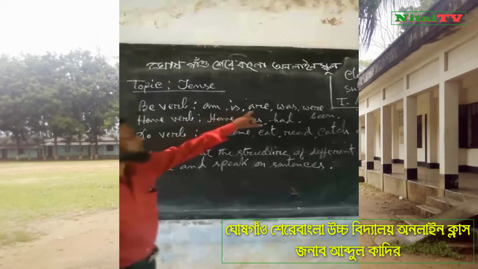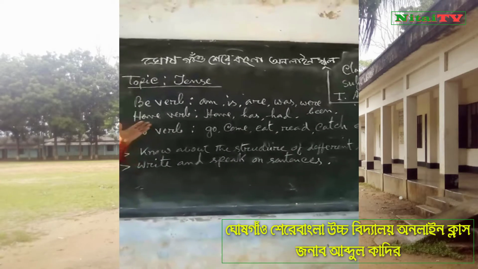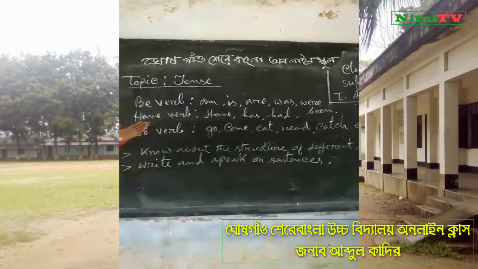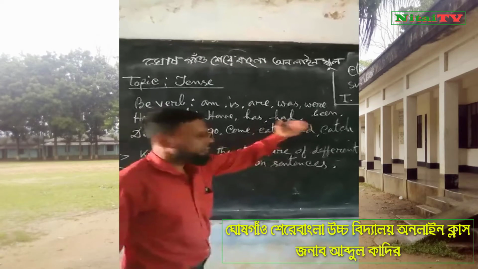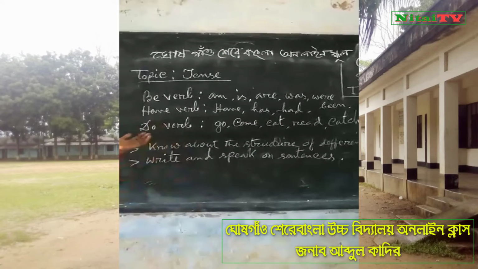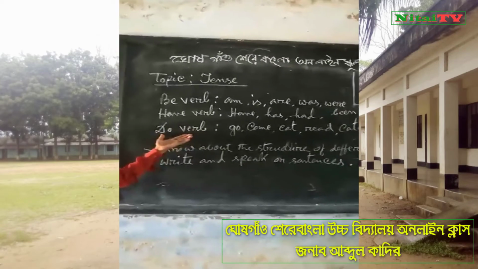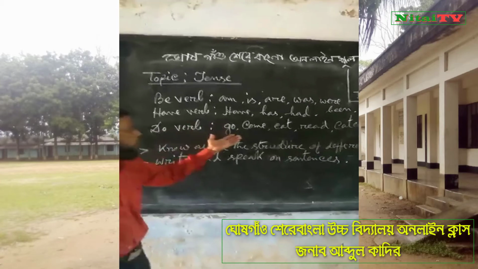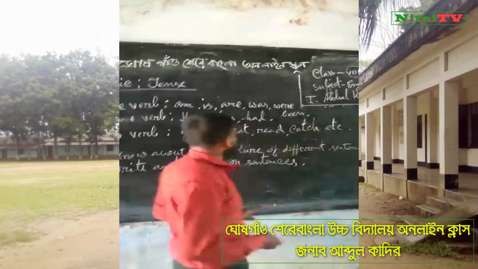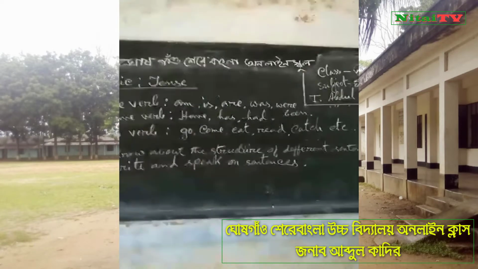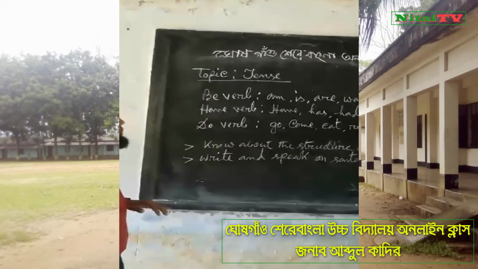Am, is, are, was, were. These are be verbs. And have verb is have, has, and had. These are have verbs. And do verb or action verb is go, come, eat, read, catch, bring. These are the action verbs or do verbs. There are three kinds of verbs.